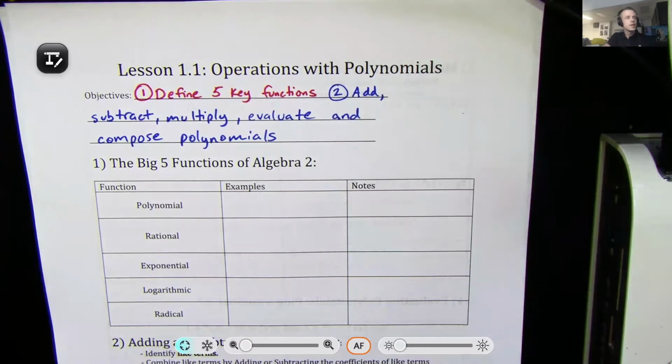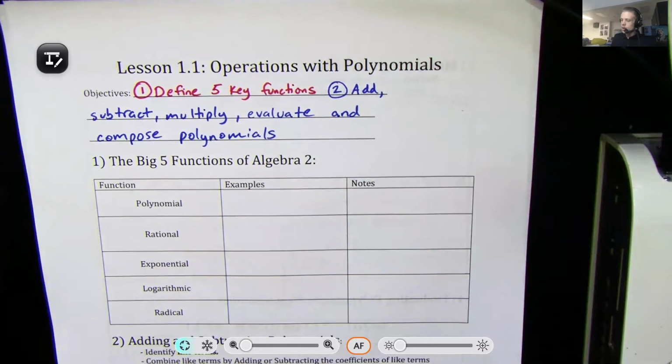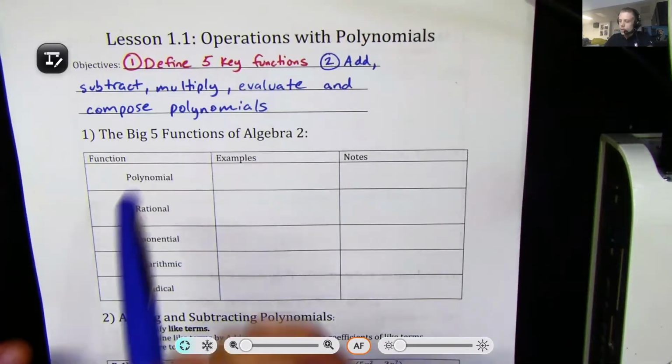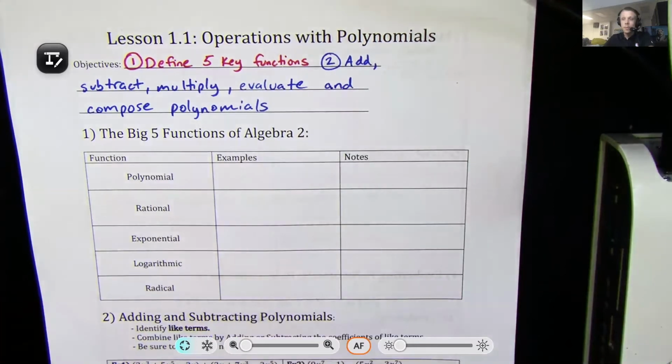Let's go ahead and start with reminding you of the big 5 functions of Algebra 2. You might remember these, you might not, but we will be working with these functions throughout the year.